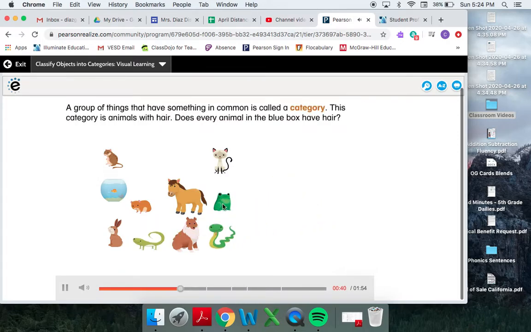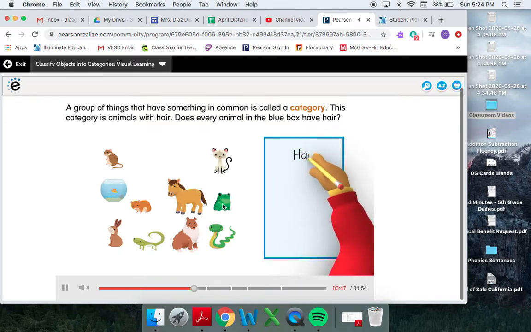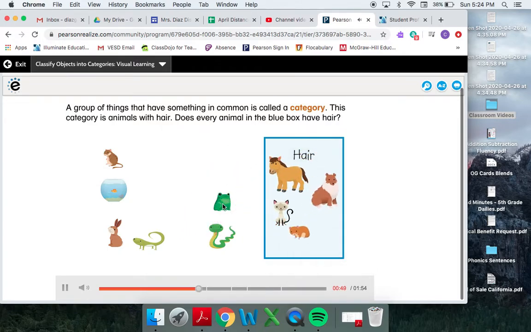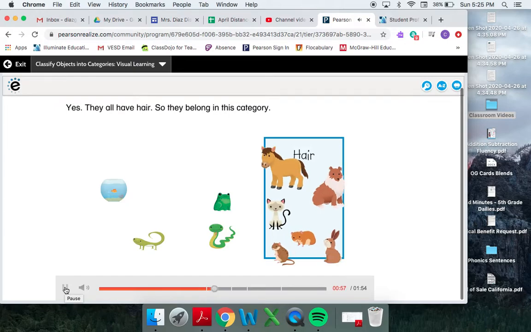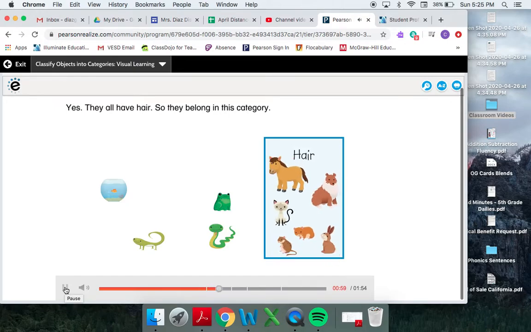A group of things that have something in common is called a category. This category is animals with hair. Does every animal in the blue box have hair? Okay, so students should be able to look at these and determine, yep, they all have hair or fur. Yes, they all have hair, so they belong in this category. Should the snake be in this category as well?